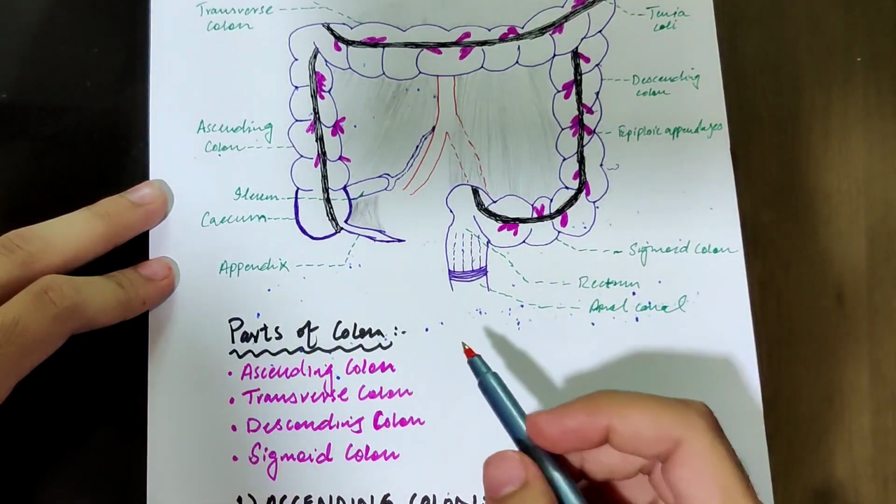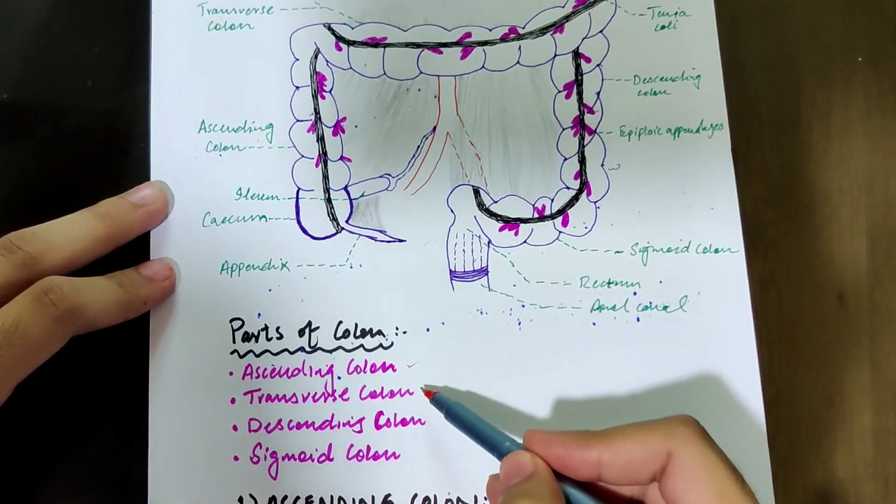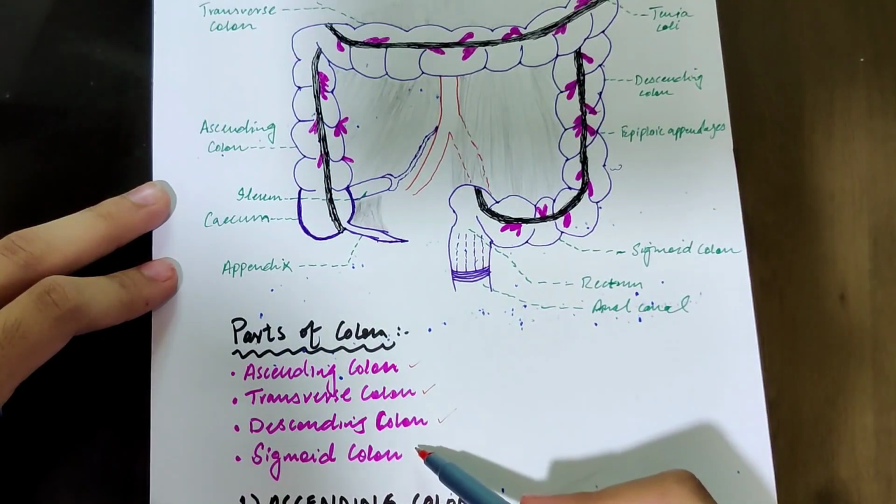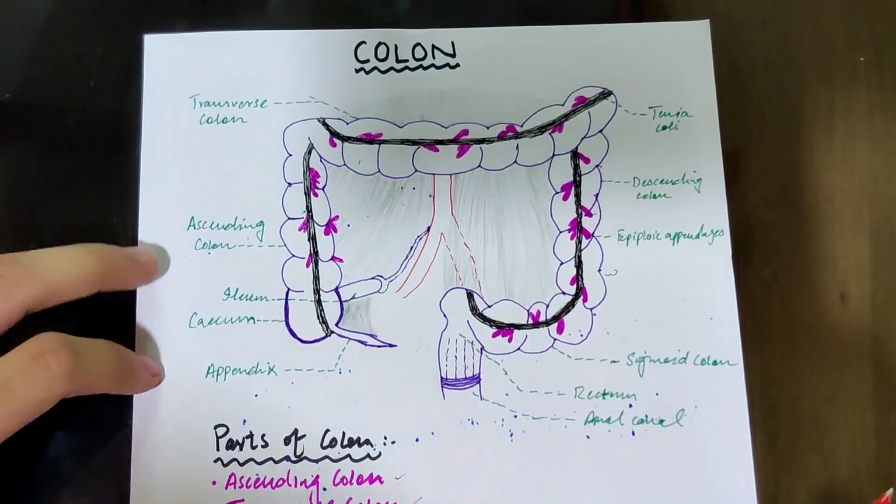Colon has four different parts. First one is the ascending colon, the second one is the transverse colon, third one is the descending colon, and the fourth part is the sigmoid colon. We can see this in a diagram.